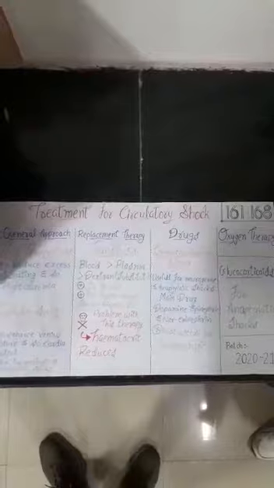The last stage of our model is treatment for circulatory shock, which includes general approach, replacement therapy, drugs, oxygen therapy and glucocorticoids. So this is all about our model. Hope you got some information about the pathophysiology of circulatory shock from this.